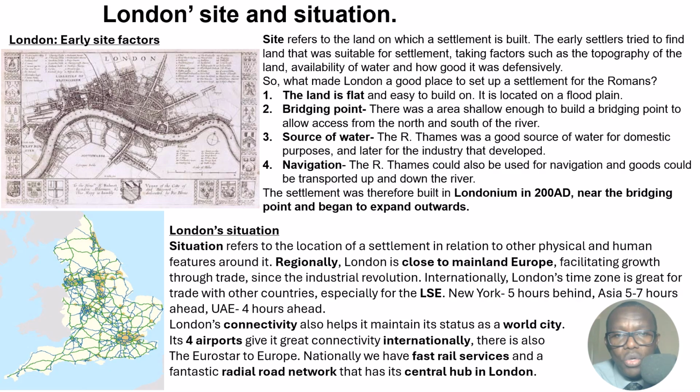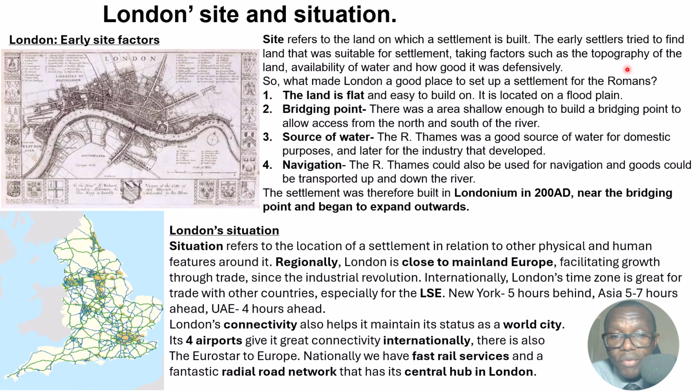Okay, so we are now going to look at London's site and situation. Site refers to the land on which a settlement is built, and the early settlers tried to find land that was suitable for their settlement. Now, they took several factors into consideration.